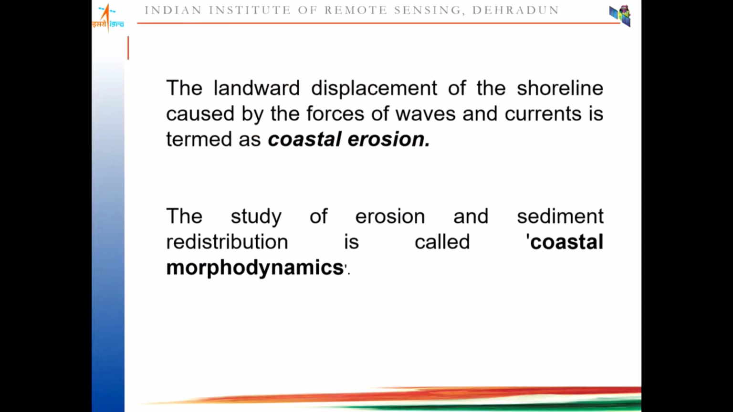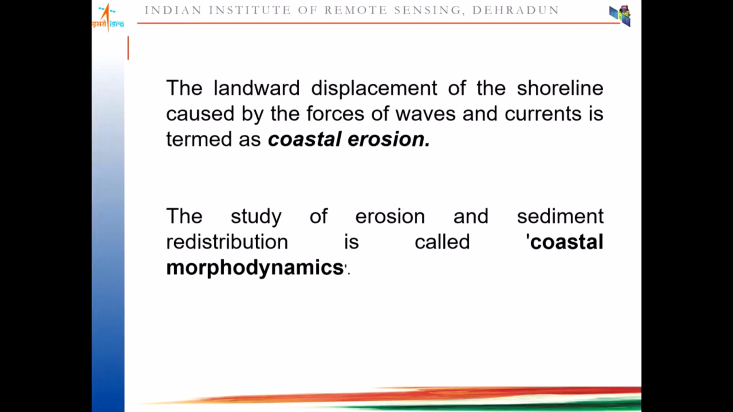And first comes coastal erosion. By definition, the landward displacement of the shoreline caused by the forces of waves and currents is termed coastal erosion. And overall, the study of erosion and sediment redistribution is in total called coastal morphodynamics.